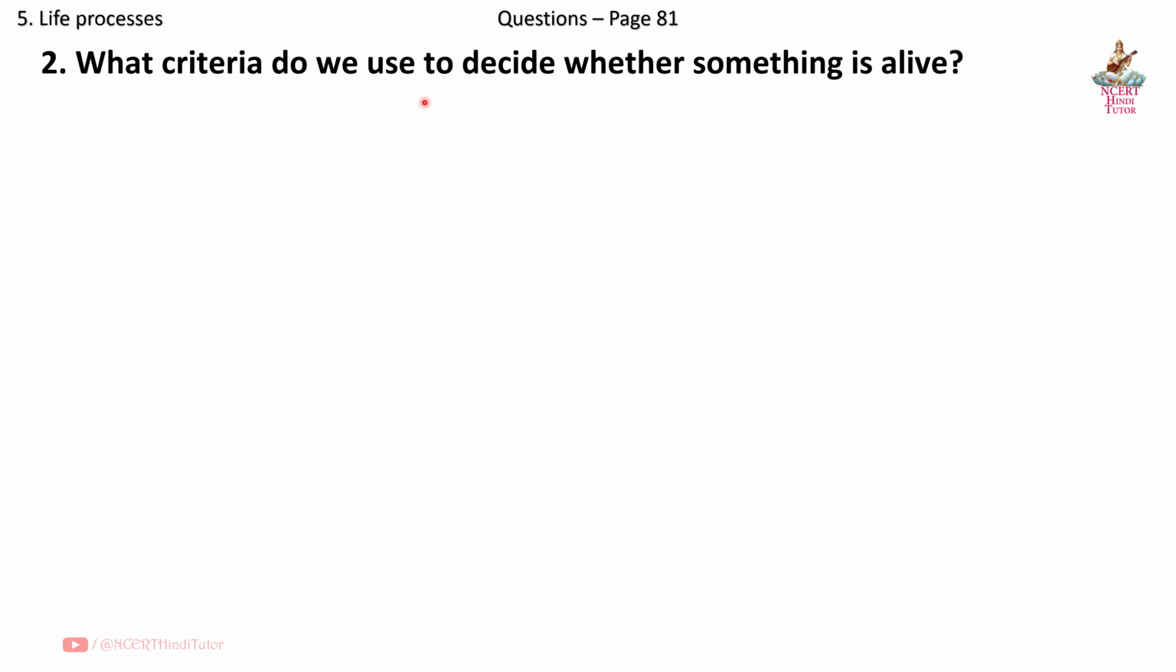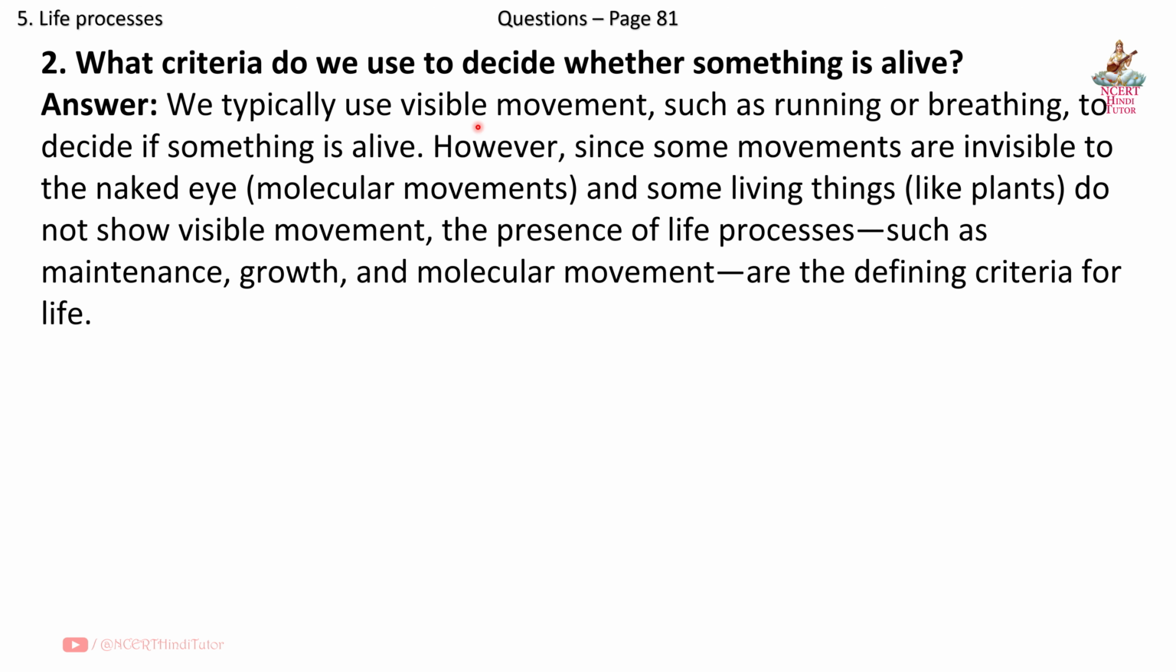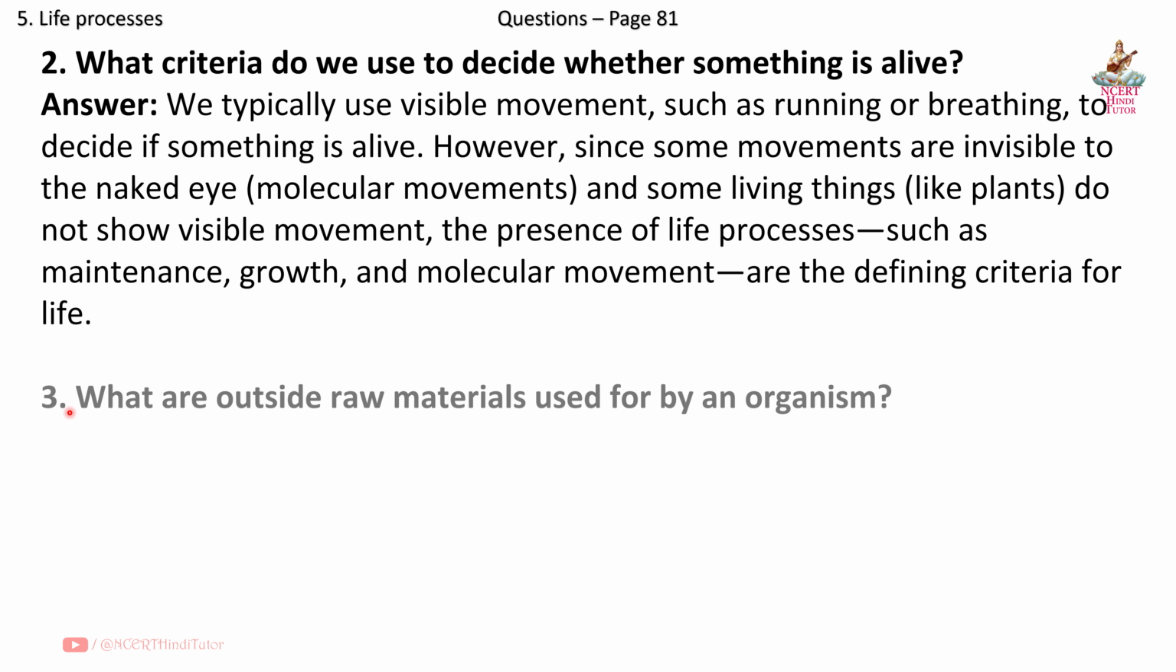Question 2. What criteria do we use to decide whether something is alive? Answer. We typically use visible movement such as running or breathing to decide if something is alive. However, since some movements are invisible to the naked eye, molecular movements, and some living things like plants do not show visible movement, the presence of life processes such as maintenance, growth, and molecular movement are the defining criteria for life.